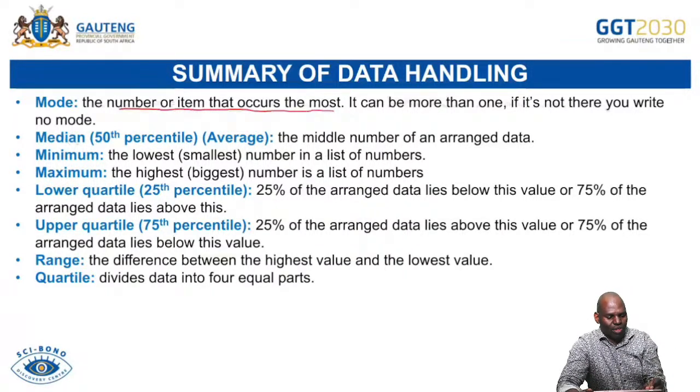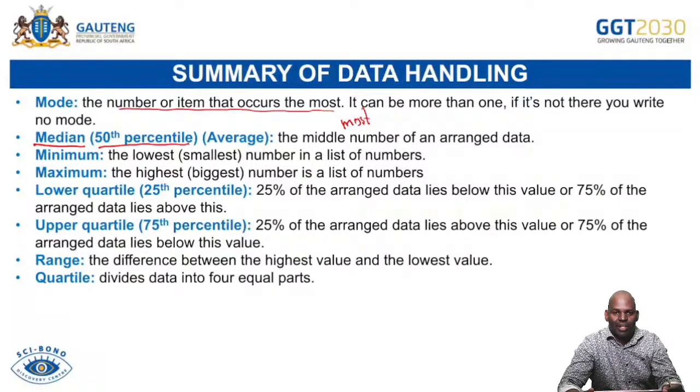And then of course we've got median. But remember, median, in some cases they say is the 50th percentile. Median or 50th percentile, the middle number of arranged data, is actually the middle-most number. So it must be the middle-most number. It's not just the middle number, it must be the middle-most number of arranged data.